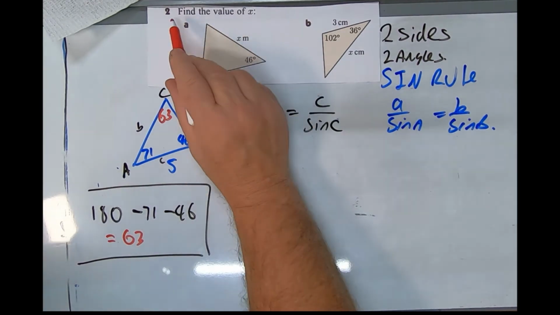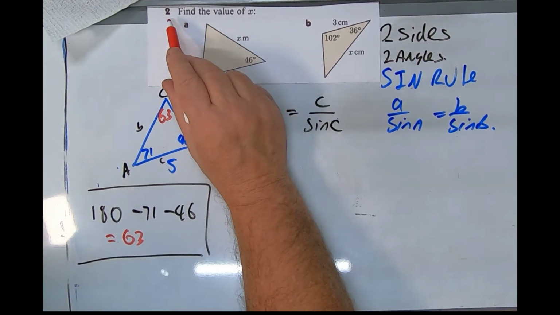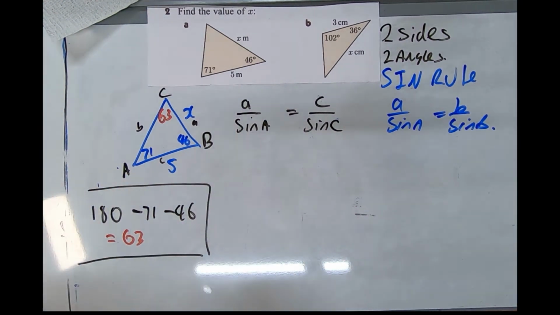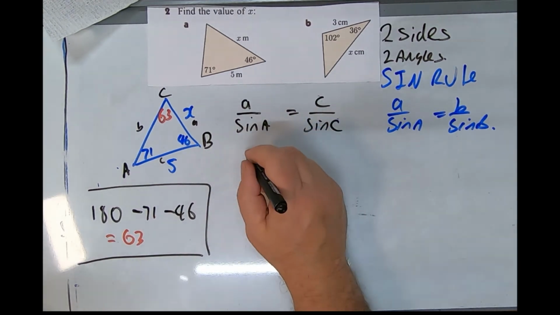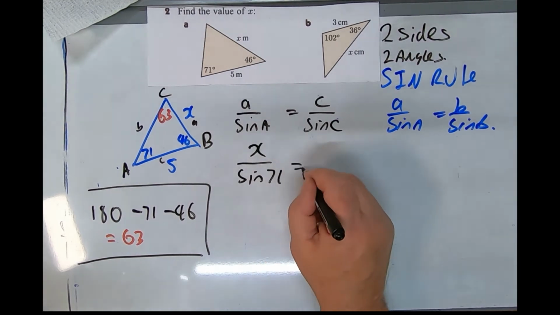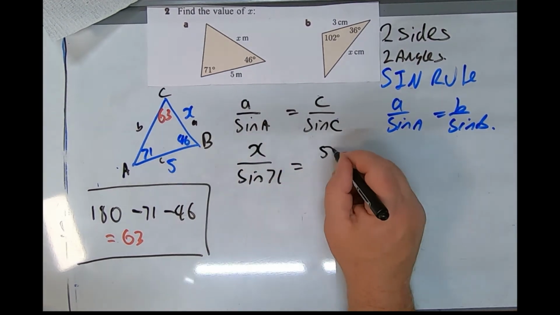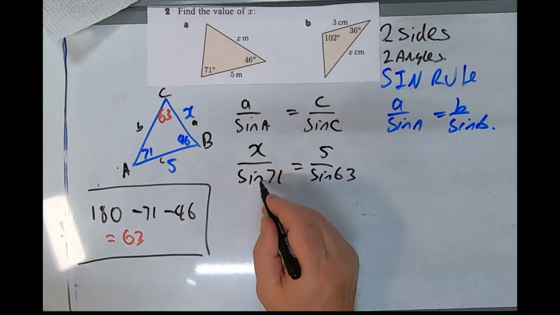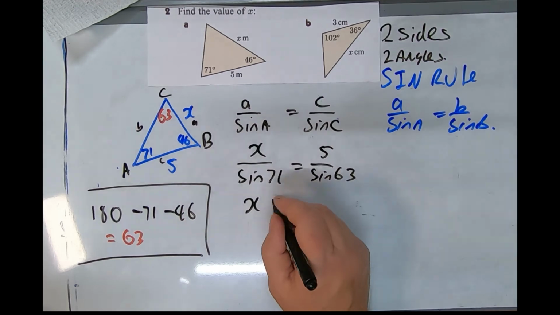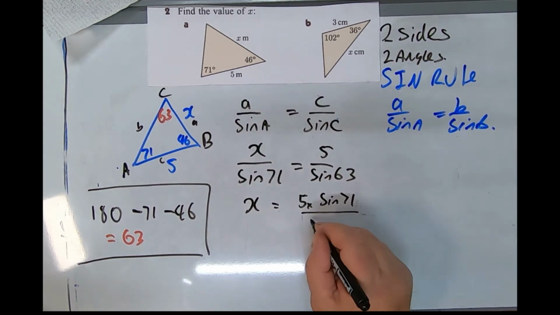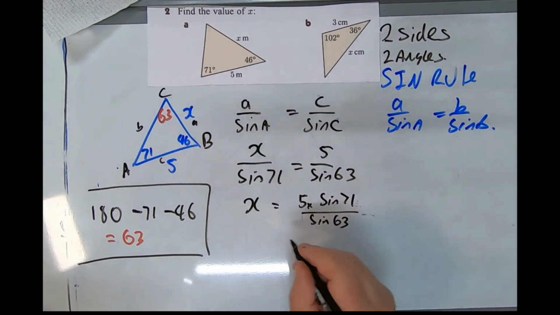This is, of course, why this is question 2 and how question 2 is different to question 1. Everything else is the same. So the B slot was empty on the side, so I needed to use A and C. Let's finish. X on sin 71 equals 5 for the C on sin 63. It's simple, we've got x divided by a number, so we multiply by the number. X equals 5 times sin 71 over sin 63.